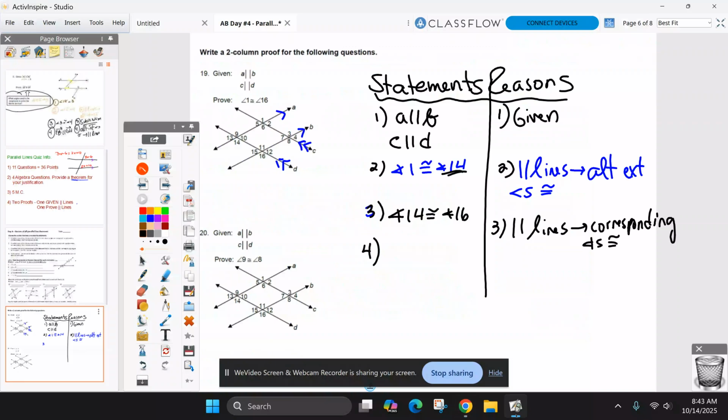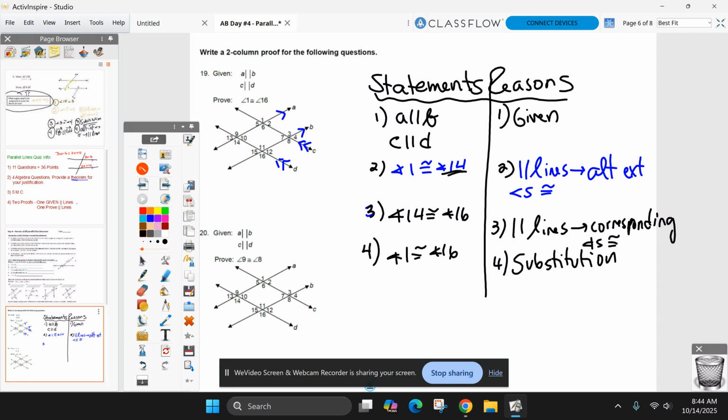Shum, Lola? 14, or wait, 1 and 16. What? Because what did you just apply there? That they're both congruent to the same angle, so they can apply as well. So in a nutshell, you're telling me substitution? Yeah. Yes, there you go. Good.